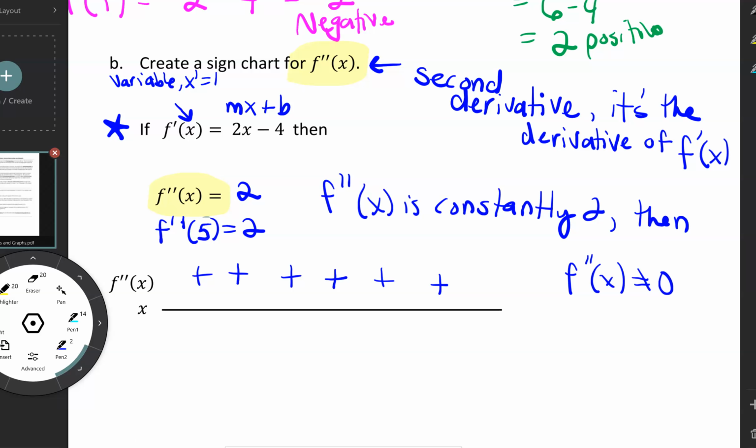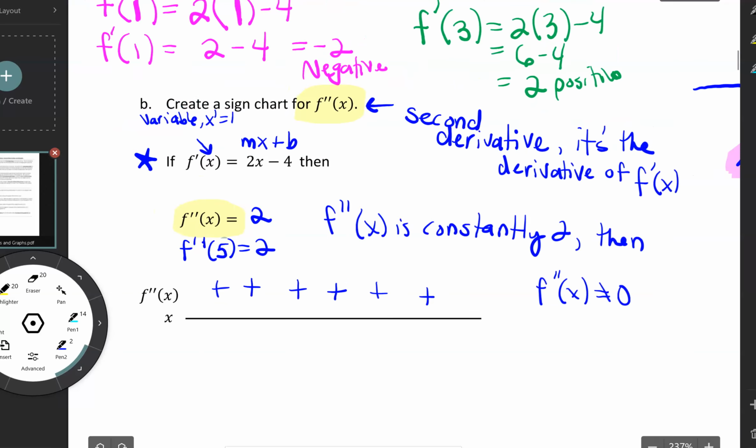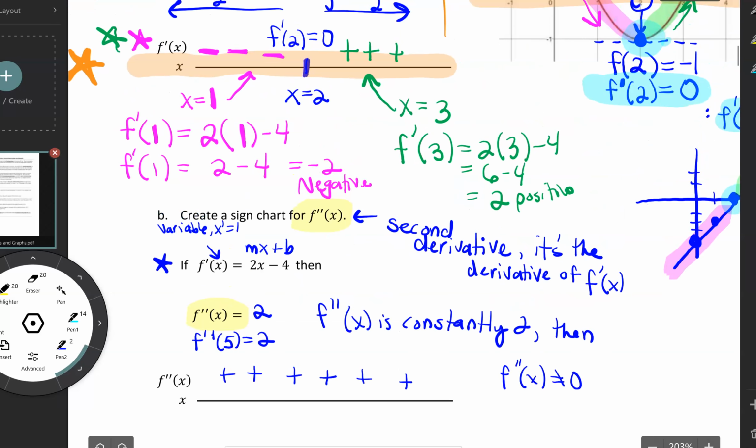The function I'm looking at is the second derivative function. It's never going to be 0. It's never going to be undefined. It's always going to be an output that's positive. So your sign chart would look like this. So what in the world is this telling me about my original graph? So I'm going to come back up here to this original graph.